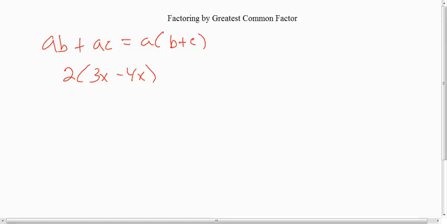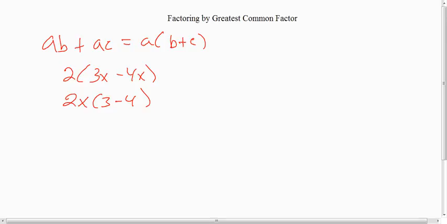So we can, in reality, look at this term and go in and take x out of the first term, take x out of the second term, and multiply that times 2, and then we can come up with 2x times (3 minus 4), and now it is actually factored completely. So we're going to take a few minutes and look over a couple of problems showing you how we factor using the greatest common factor.